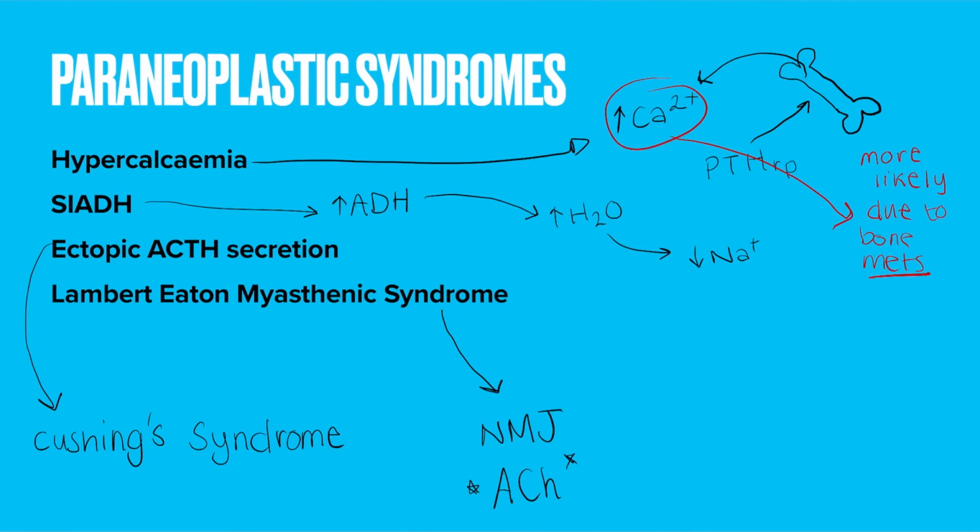Whereas in Lambert-Eaton, it is the voltage-gated calcium channels. This presents with muscle weakness. Paraneoplastic syndromes are particularly seen in small cell lung cancers.